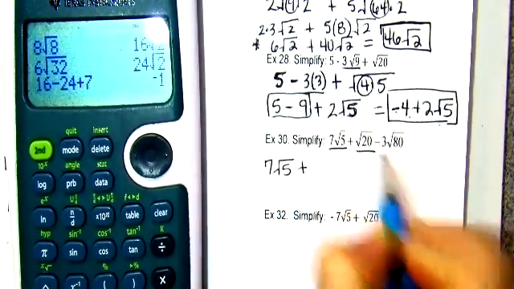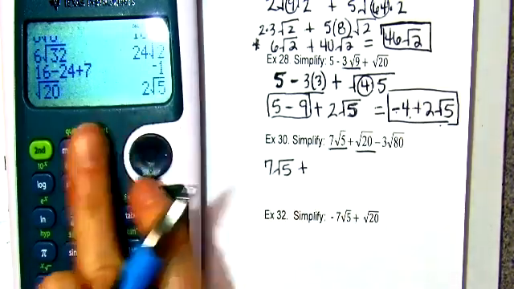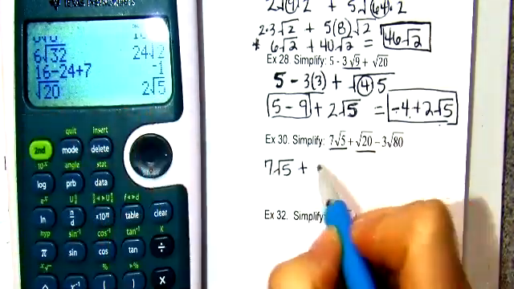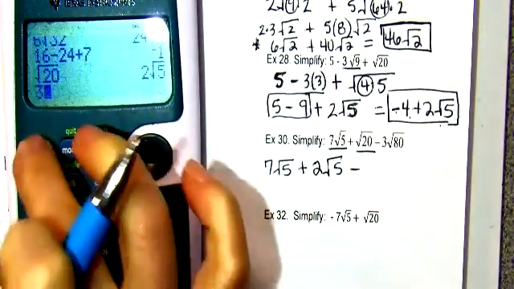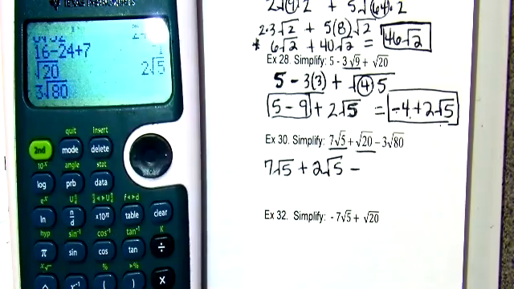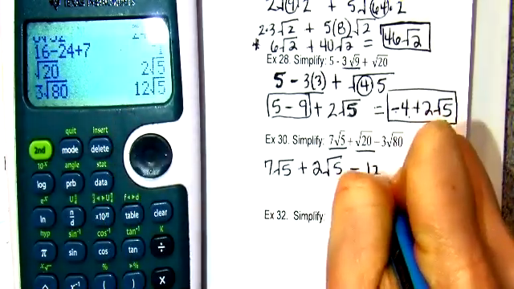Let's look and see, does the square root of 20, which you have it above, but let's do it again in our calculator, it simplifies to 2 square roots of 5. And then minus 3 square roots of 80 simplifies to 12 square roots of 5.